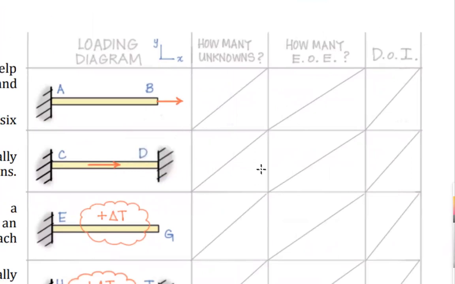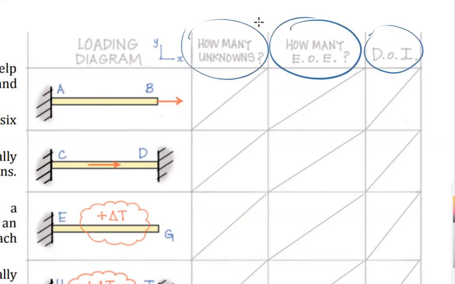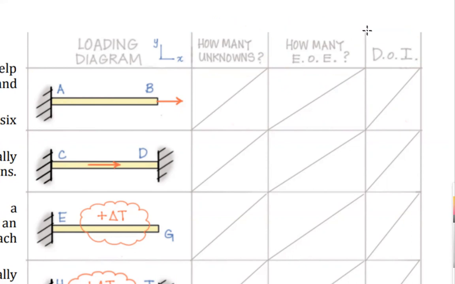For each one of these, our trick is going to be doing a free body diagram, determining how many unknowns are present, tallying which equations of equilibrium we have to solve for those unknowns, and then I can subtract the equations of equilibrium from the unknowns to get my degree of indeterminacy. I think this one works better just by going through the examples, so let's go ahead and do that.